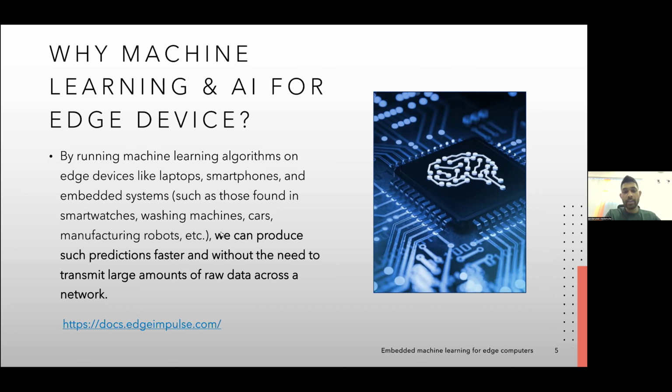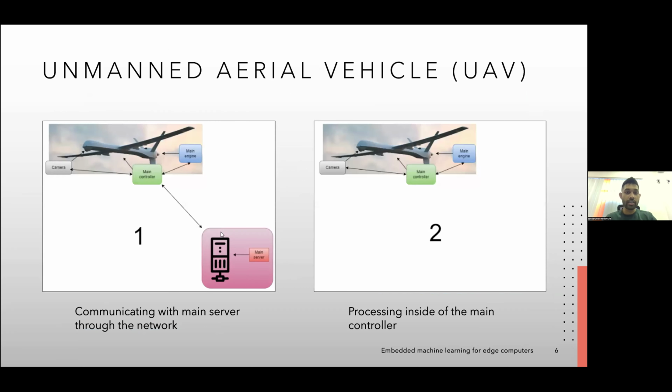I will explain using two practical scenarios why we use edge devices and why we include machine learning inside the edge device. You have to clearly understand this. This is my first scenario, and I will also ask you a question. An unmanned aerial vehicle, I hope you are familiar with UAVs. It's an unmanned, automatically flying vehicle.